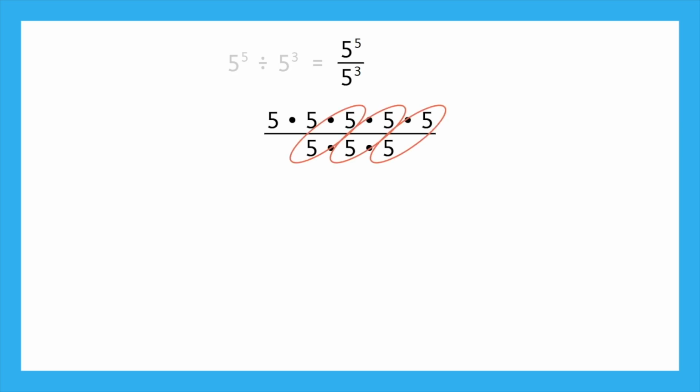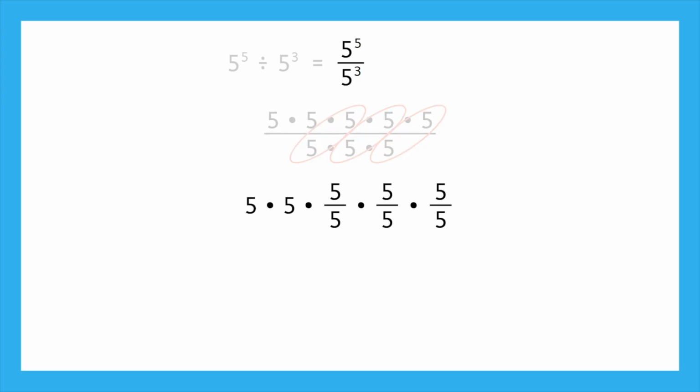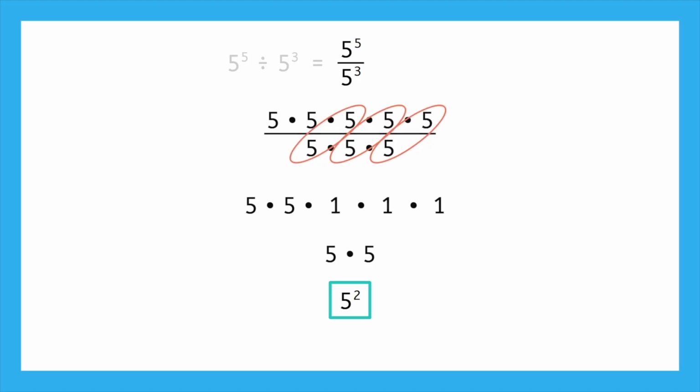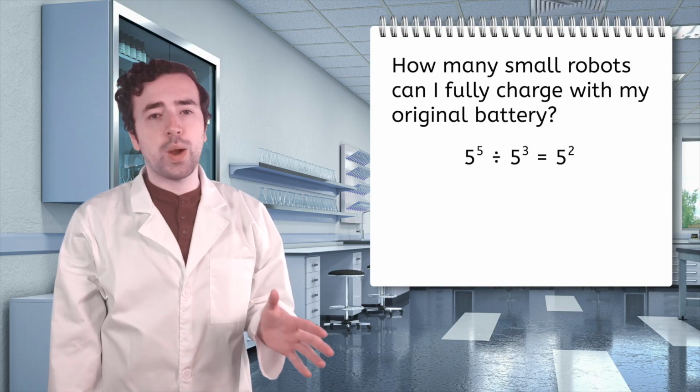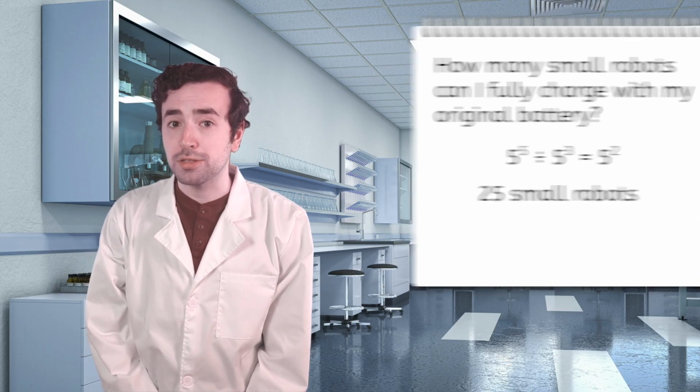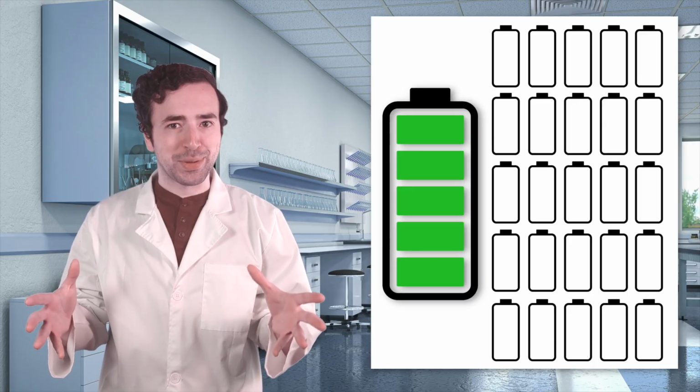Each 5 in the denominator pairs with 1 in the numerator, making fractions of 5 over 5. What do those simplify to? 1. Now we've got 5 times 5 times 1 times 1 times 1, which is just 5 times 5, or 5 squared. Notice that the pair simplified to 1 and then canceled out, and we were only left with 5s that didn't have a pair. This means I can charge 5 squared, or 25 small robots. I'll have a whole army of robots for the competition.